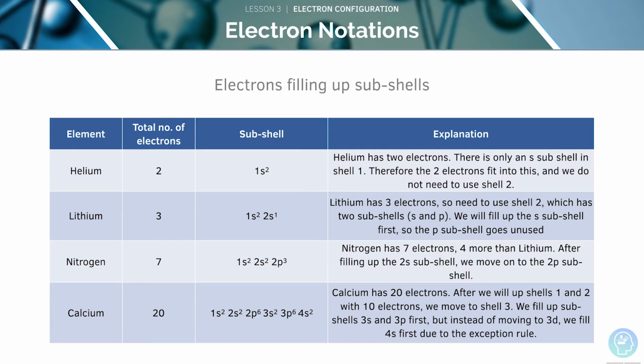Helium has 2 electrons. There's only one s subshell in shell 1. Therefore, the 2 electrons will fit into this, and we do not need to use shell 2. The rest of the explanations are given on screen here. Pause the video now to have a read through them so you know what's going on.